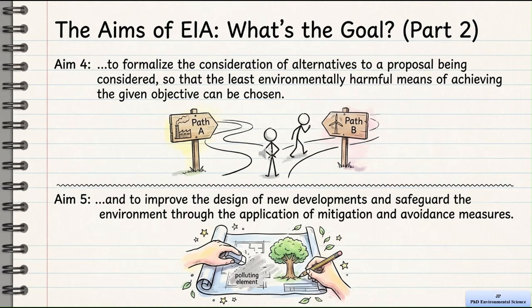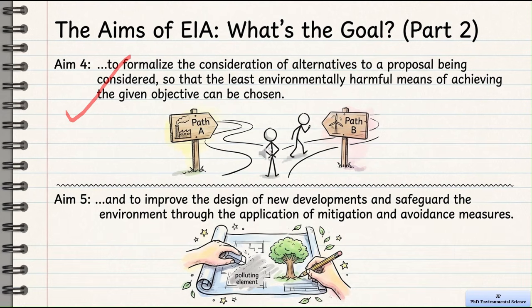Fourth aim, consider alternatives. EIA helps to consider different alternatives and choose the least harmful option. When we plan a project, there is not only one way to do it. There can be multiple options or paths. EIA helps us compare those options and choose the one that causes the least damage to the environment.